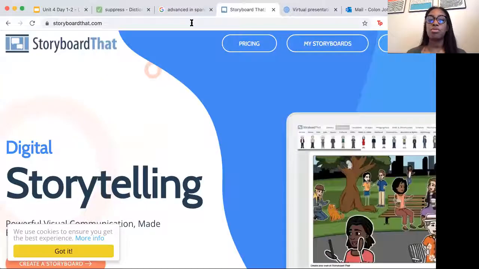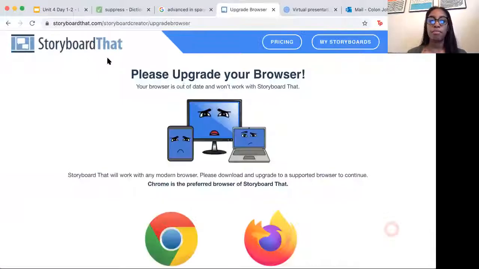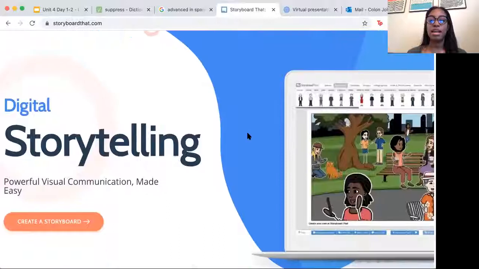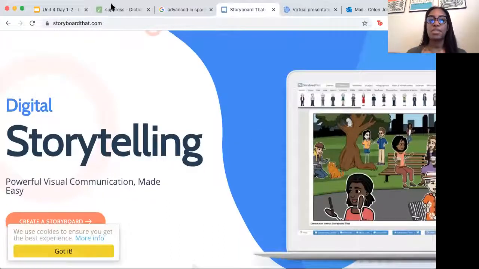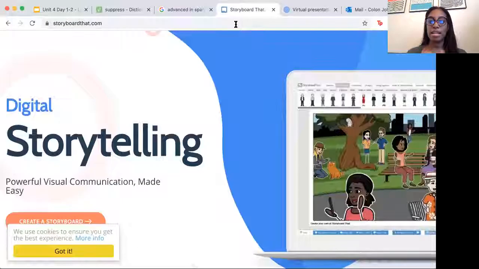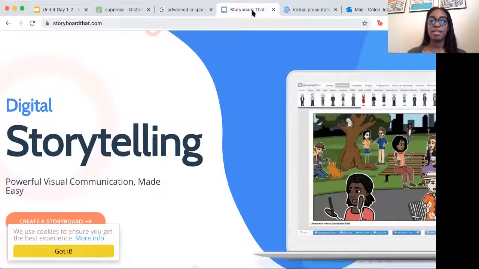Now, here's another way you can check for understanding, which is amazing as well. You can have the students create their storyboards, which I need to upgrade my browser, but they can create their digital story based on what they've learned. So, what is militarism? What are alliances? Imperialism, right? Where they're explaining this and also sharing how it led to World War I, right? So that's one way to check for understanding, but instead of having them write it out, they can create something, which is amazing.